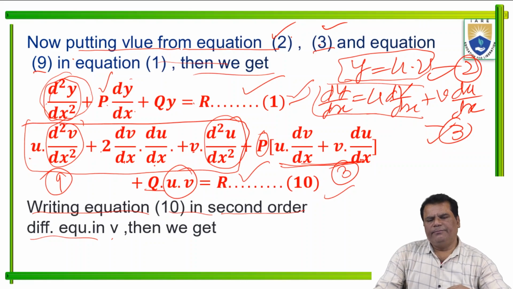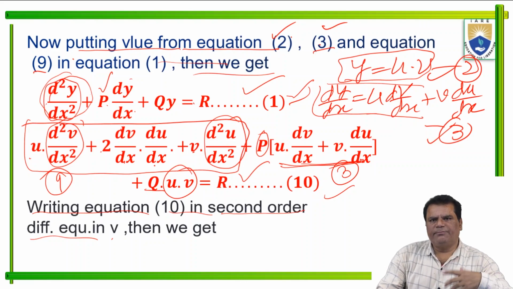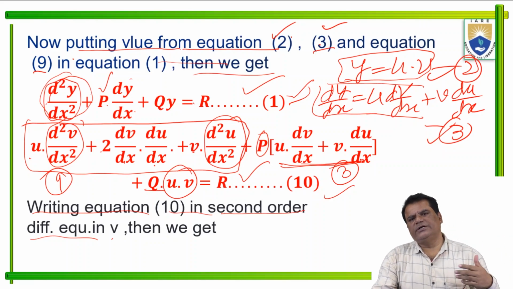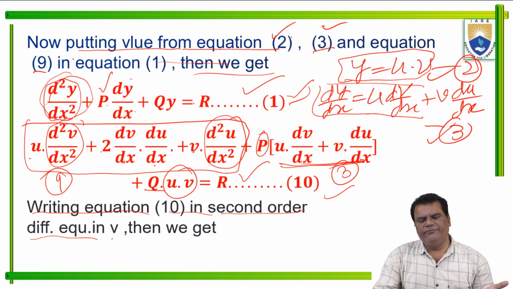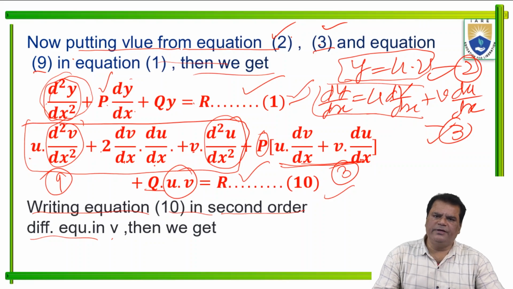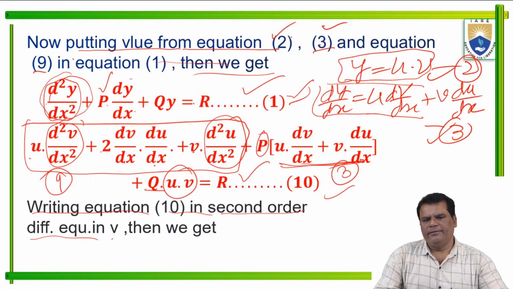Same order, we are writing here equation number 10, same order as given equation 1. What is the order in given equation 1? Second order derivative, first order derivative and no order derivative. Similarly, we write here equation 10 in the same order in v: second order derivative of v, first order derivative of v and only v, no order derivative of v.